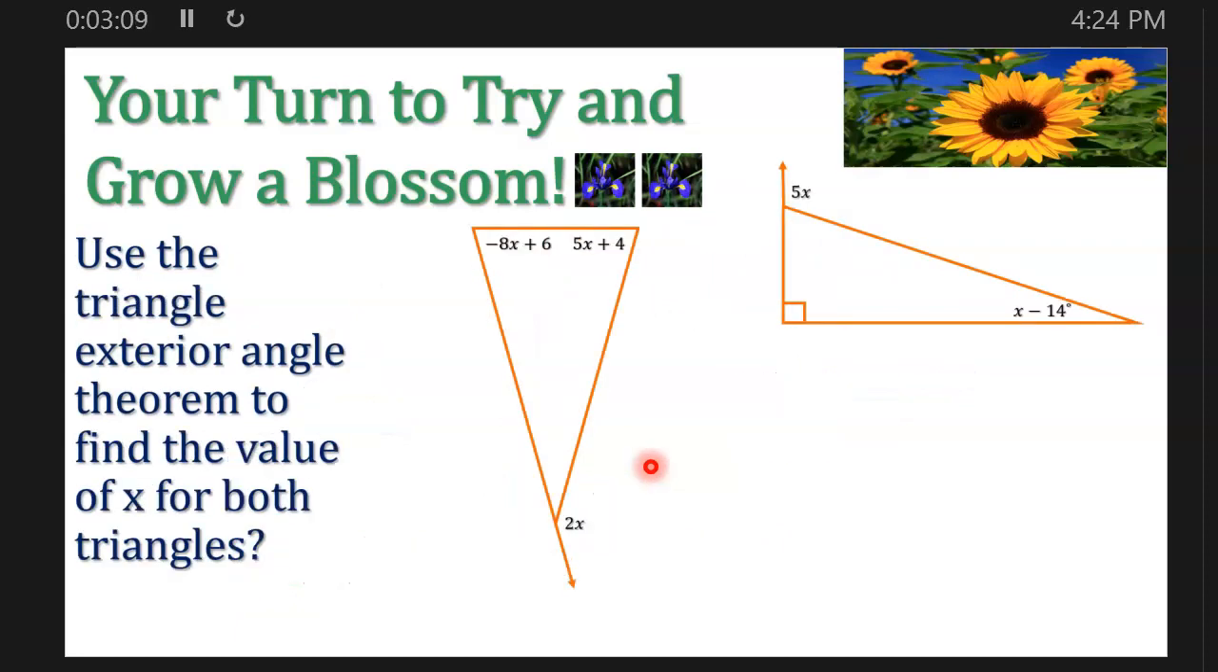Try to grow a second blossom. Use the Triangle Exterior Angle Theorem to find the value of x for both triangles. Pause.